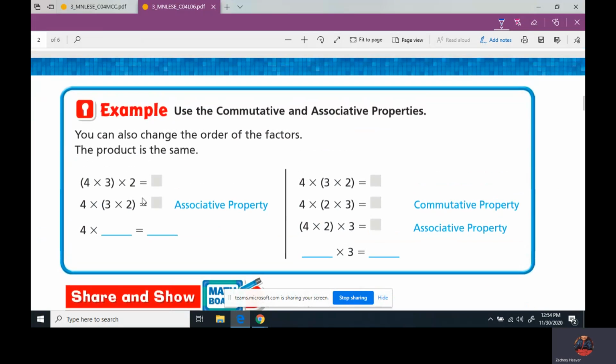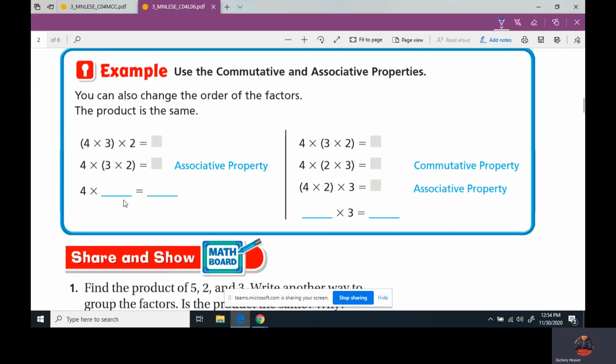Now it says we're going to use the commutative and associative property. And you guys knock this out completely. We're good at this. So we have 4 times 3 times 2. Well, they said I'm going to group 3 and 2 together. So I'm going to move my brackets from 4 and 3 over to 3 and 2. Now we have to do what's in parentheses first, always. 3 times 2 is 6. And we know 6 times 4 is 24. That's the associative property. We just switched the grouping.